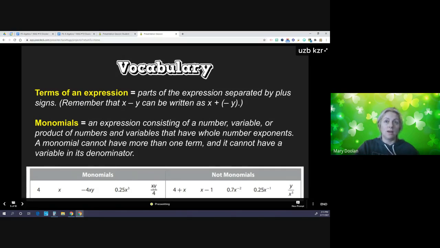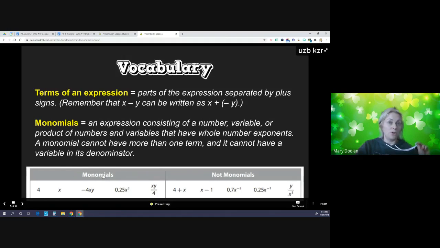We're good. xy divided by 4. There's something in the denominator, but as long as it's not a variable, we're fine. It's just a number. So these are all monomials. They all consist of one term.